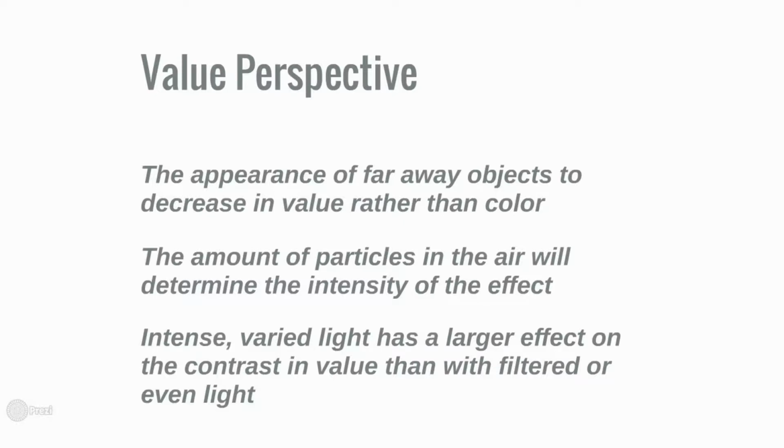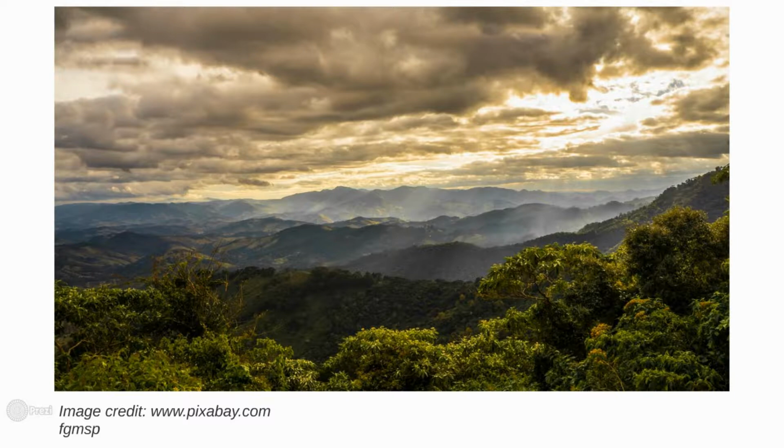The amount of light can affect the range of values as well. Intense varied light has a larger effect on the contrast in value than with filtered or even light. Here we see an overcast sky with streaks of bright sunlight. As we look farther into the distance, we see the receding hills appearing lighter and lighter.